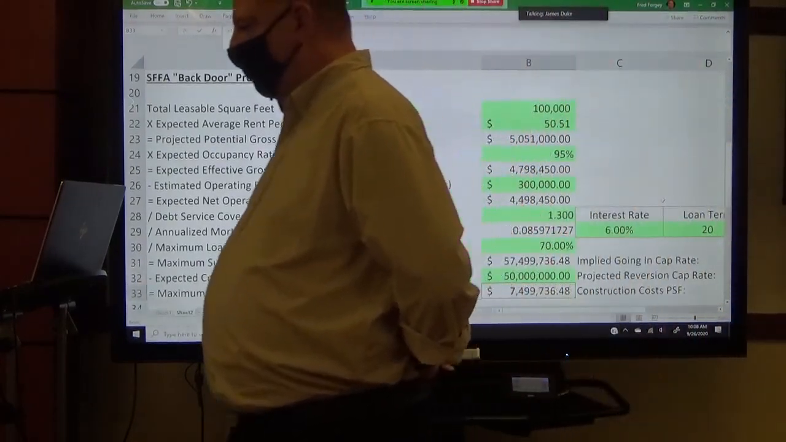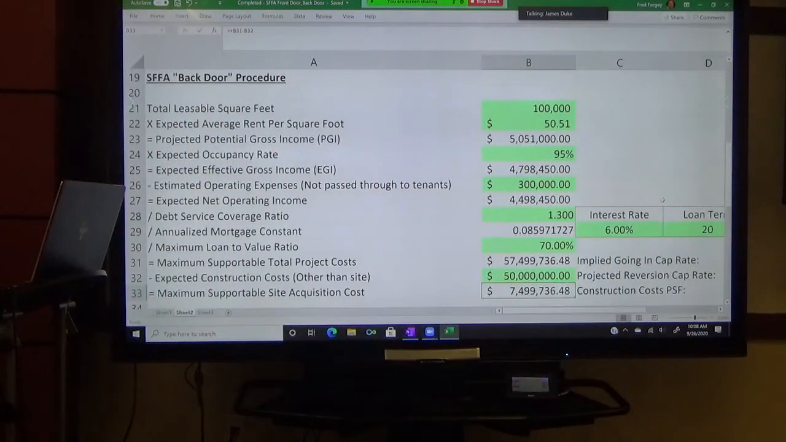So we use this spreadsheet when we're evaluating a particular property that we may be interested in, where we're only given certain variables to put in, whether it's the front door approach or the back door approach, correct? Right. You look at what the inputs are. They're pretty basic: how many square feet, what the rent rates are, your expected occupancy, your expected expenses, your expected loan information, and then ultimately it spits out how much you can afford to spend on it.